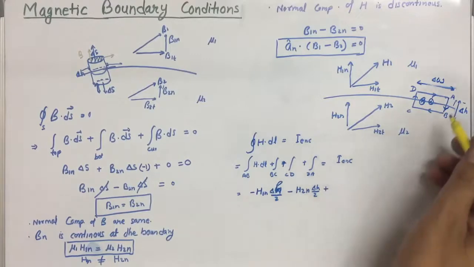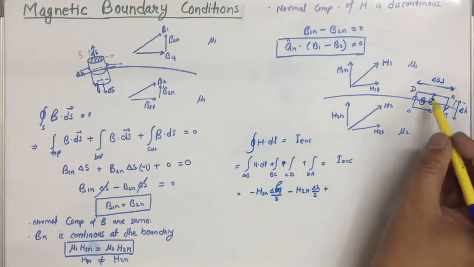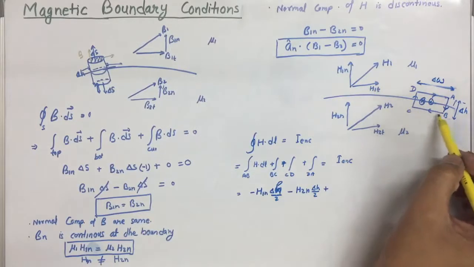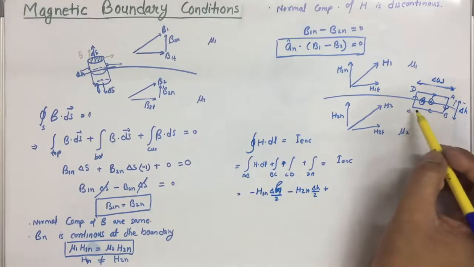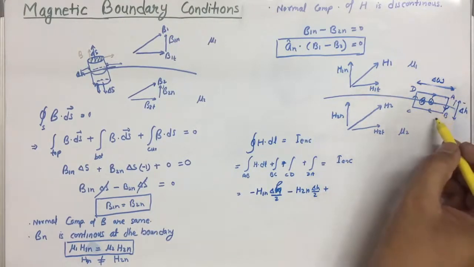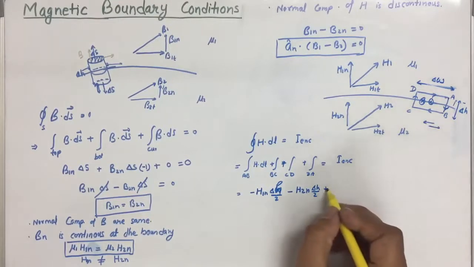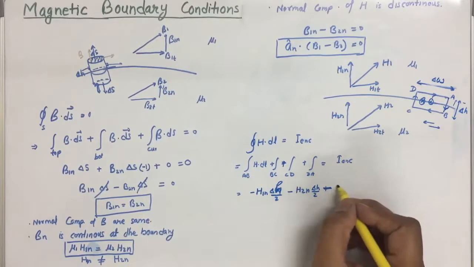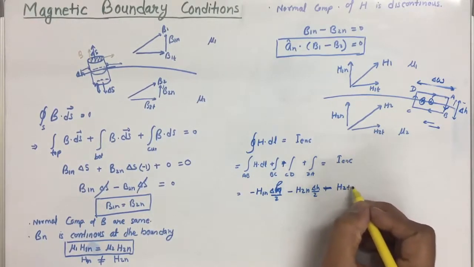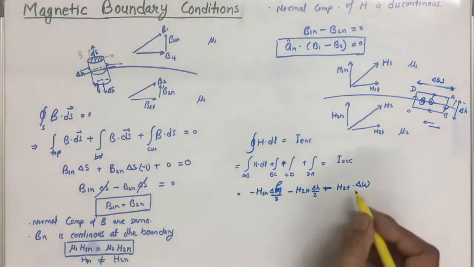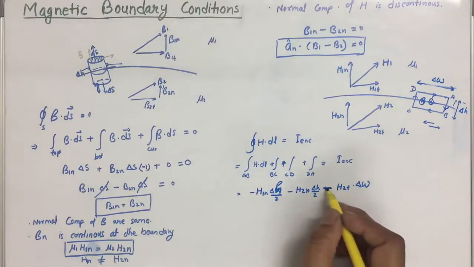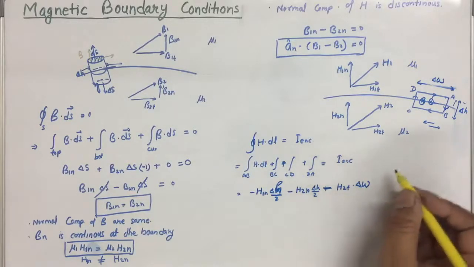From B to C, this is H2t. However, delta w is in the positive direction, so delta w and H are in opposite directions, so here it should be a minus sign: minus H2t times delta w. This is multiplication, not dot product, because the minus sign is already placed here.